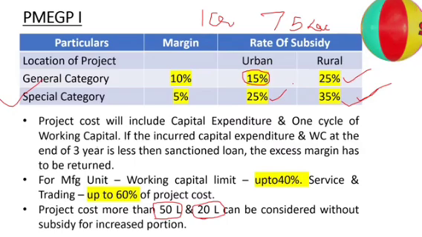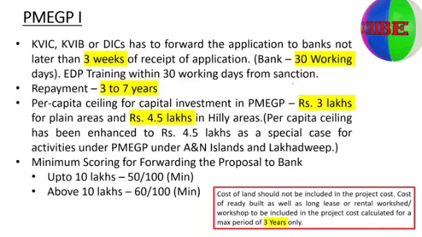Okay, I hope it is clear now. Shall we move ahead? Okay. KVIC has to forward the application to the bank within 3 weeks. That is the timeline. Somebody with tricky maths has written 16.5 lakh. What is the trick behind this 16.5 lakh? That I have to learn.